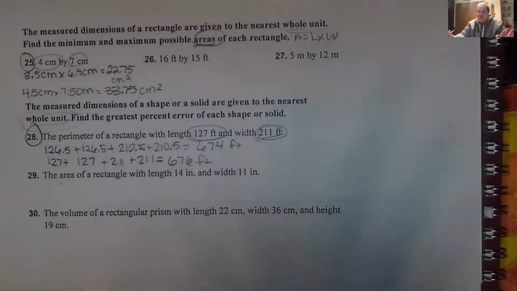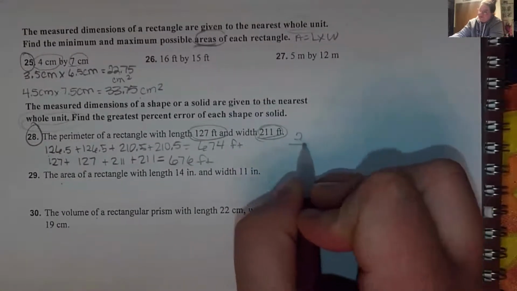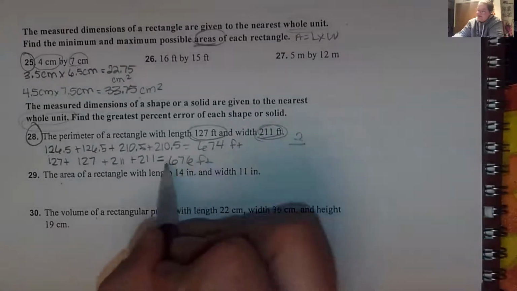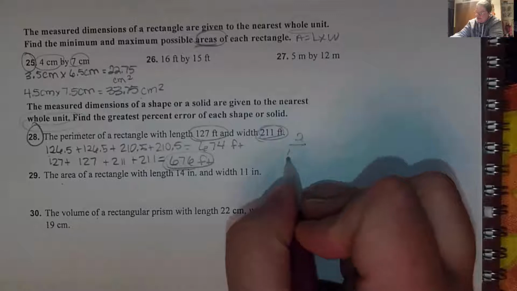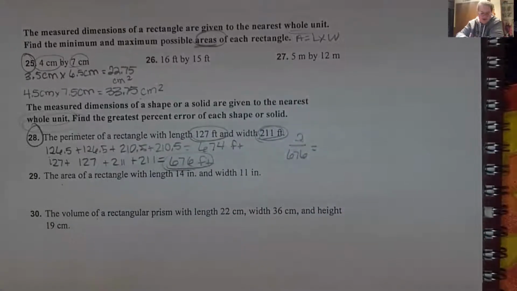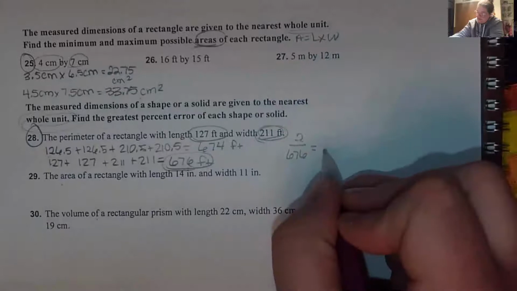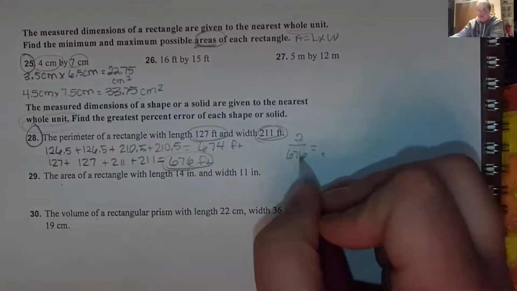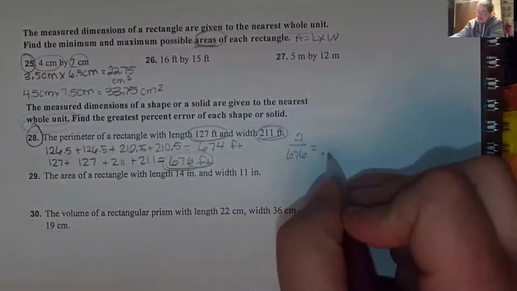So percent error is the change over the original. So what's the change between these two? 2 feet. So 2 over the original, so the one that you thought it actually was, which is the 676. Remember, divide that. So 2 divided by 676. Okay, you should get a really small decimal, because if you're only off by 2 feet and you're measuring 676 feet, that's pretty dang good, I think.